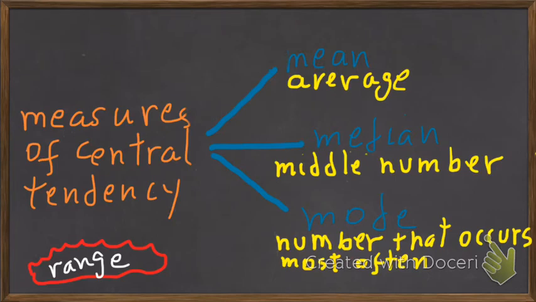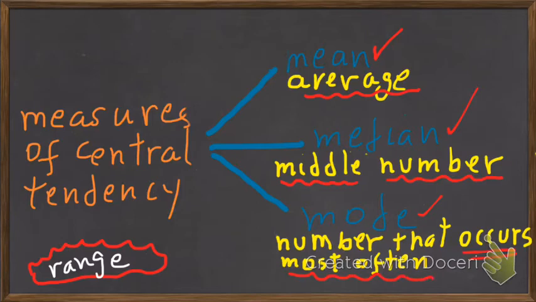Okay, so we're going to see now the measures of central tendency. So you have in here the mean, which is another name for the average. We have the median, that is the middle number of that set of numbers, and we have the mode. The mode is the number that occurs most often in the set of numbers. And also I have another little extra thing that we have to find, that is the range.